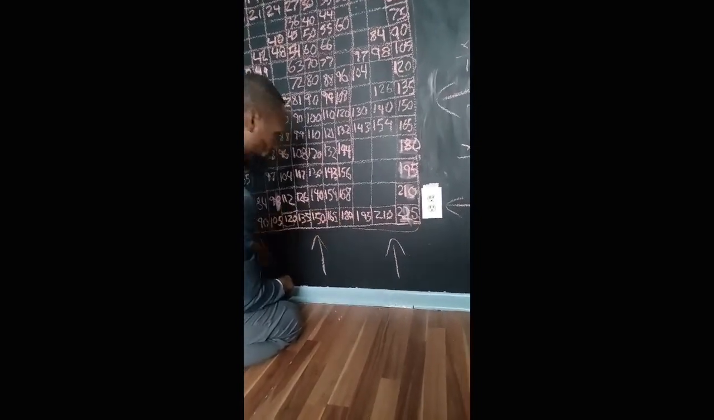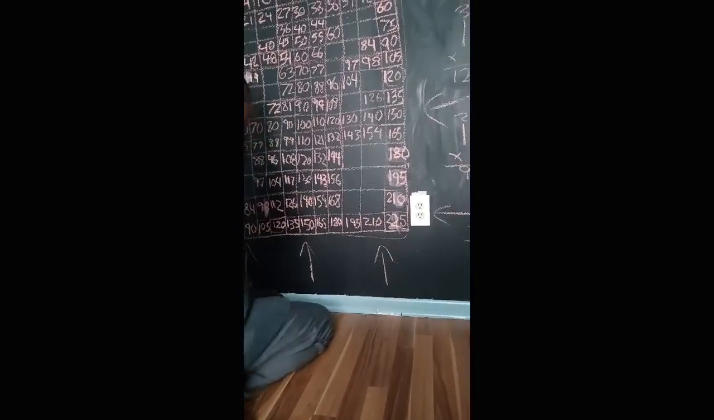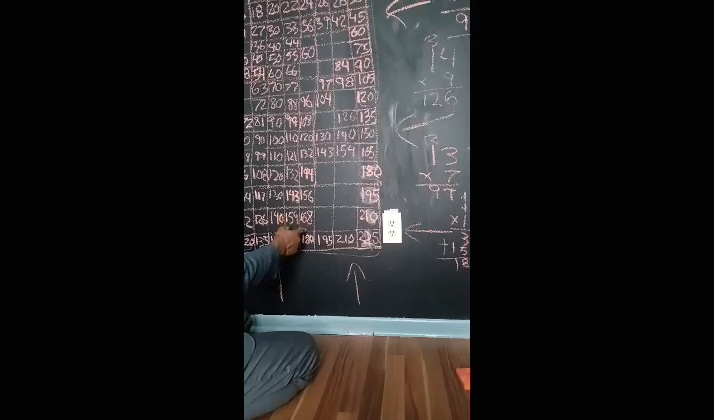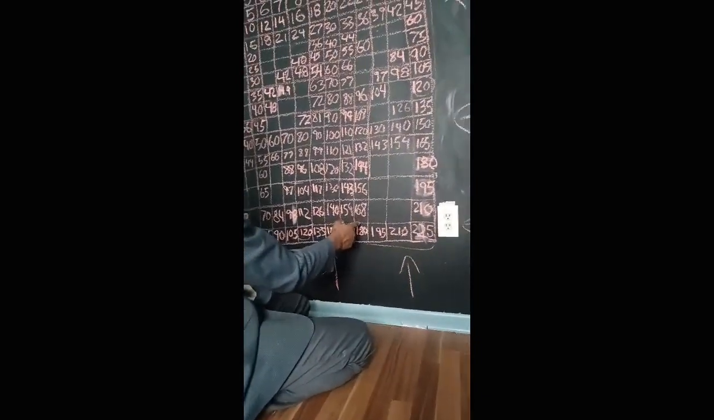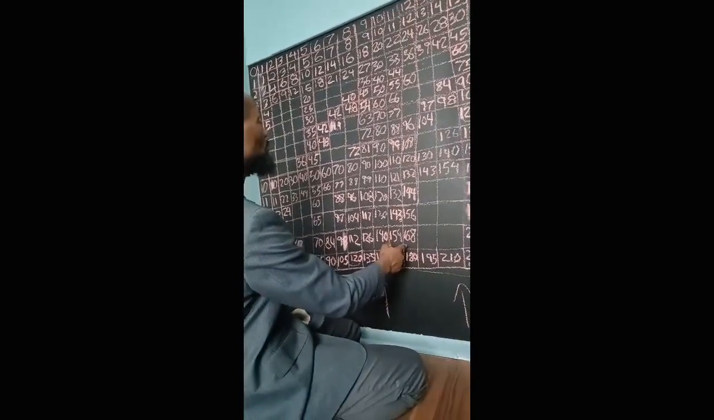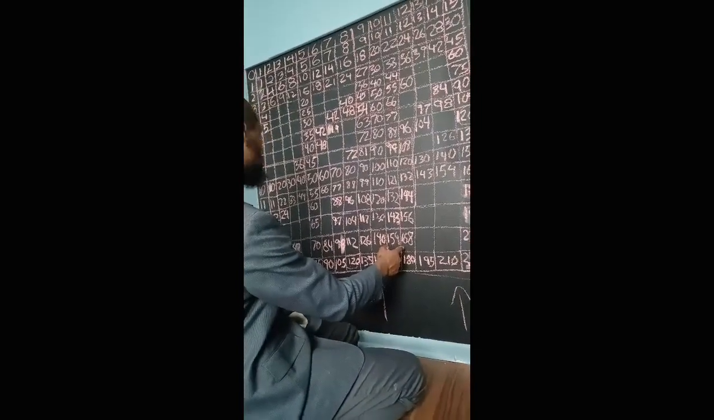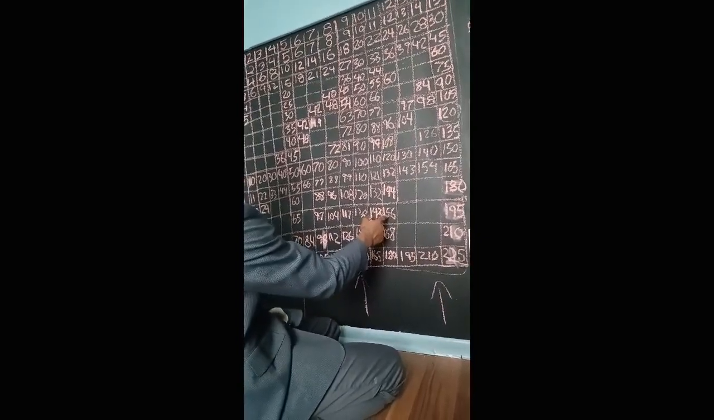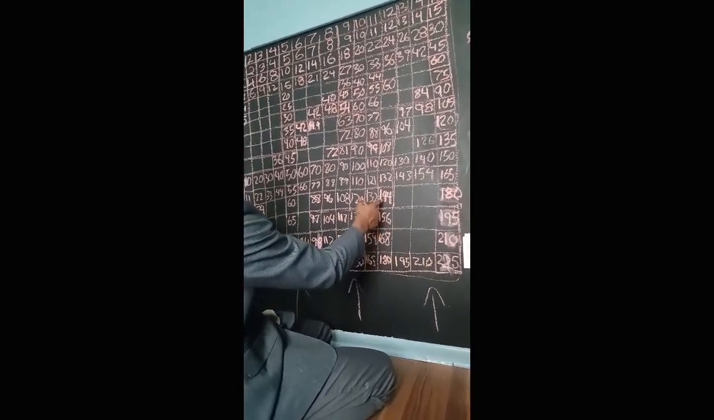I don't think that's right. 15 times 12, no, that's right. 14 times 11, no, 14 times 12. 14 times 12 is 168, okay. 13 times 12, 16 times 12.